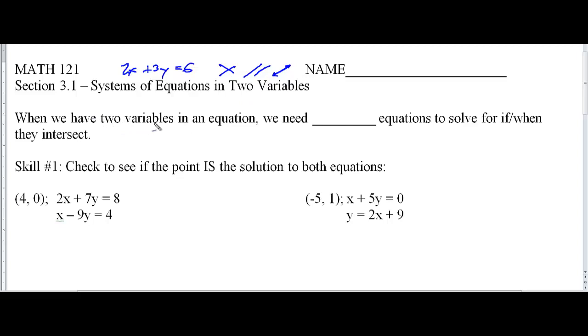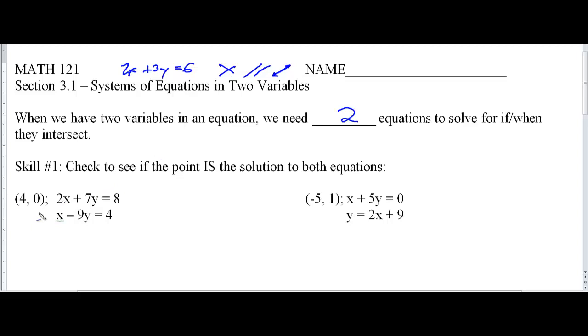Because when we have two variables in an equation, we can't actually solve for x or y specifically. We would need two equations to solve for x or y if and when they intersect. So in this chapter, we're going to be looking at situations where we have an x and a y, and another x and another y in another equation, and we're trying to ask the question, will these lines intersect? Will they be parallel? Or are these two of the same lines that happen to be written in a different way? So our first skill is to check to see if a point is the solution of both equations.